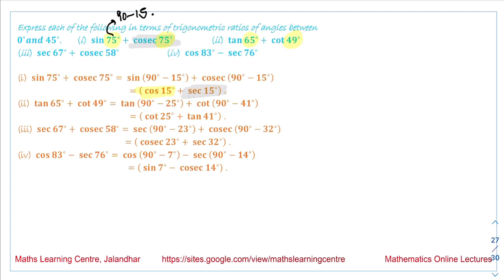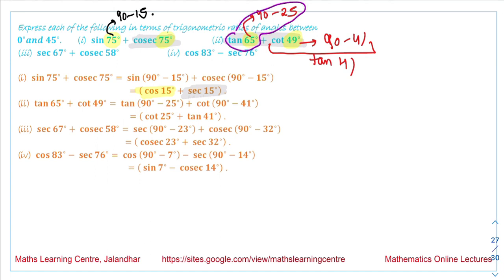secant 15. Similarly, for the second one, 65 we can write as 90 minus 25, and 49 we can write as 90 minus 41. So this term will become tan 41, and this tan over here will be converted to cot of 25. So the final answer you will get is cot 25 plus tan 41.